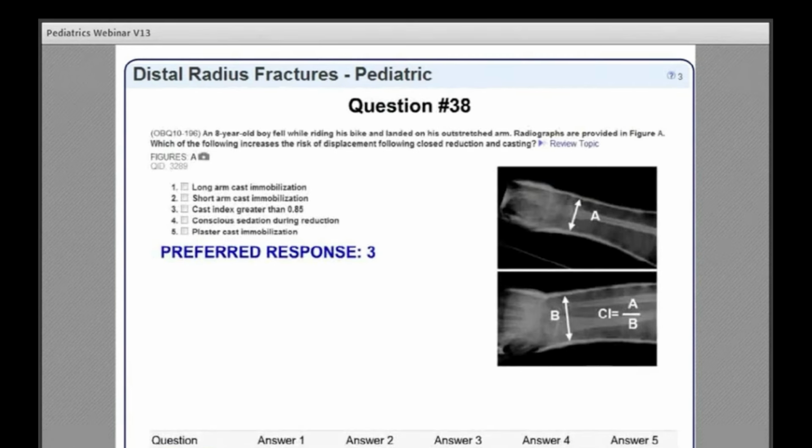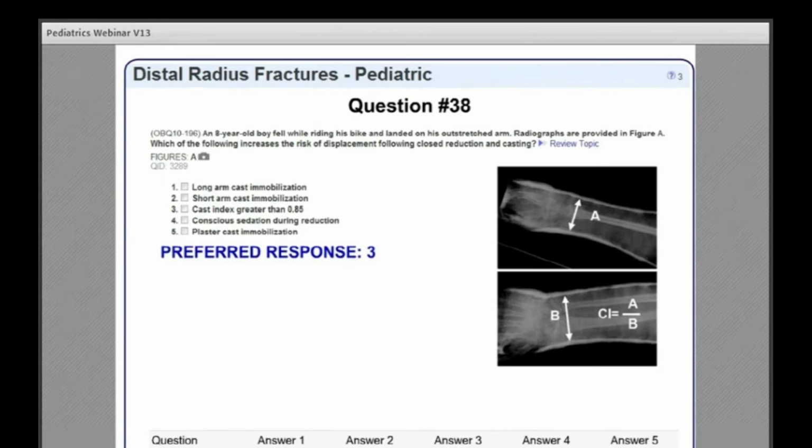So back to the question, the boy fell and landed on his outstretched arm and sustained a distal radius fracture. The likelihood of displacement depends on good interosseous mold, so a cast index greater than 0.85 increases the risk of that fracture displacing. About half of you got that answer right. The other half answered that a long arm cast was necessary and a short arm cast was a poor choice for this kind of an injury.